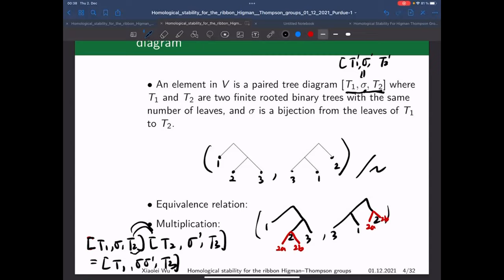Yeah. I'm not saying the trees are the same. I'm just saying the pair tree diagrams represent the same element. Yeah, I'll let you go on. And there's something I quite don't understand, but why don't you go on? But please ask, because I think the first time I saw this, I also got confused.